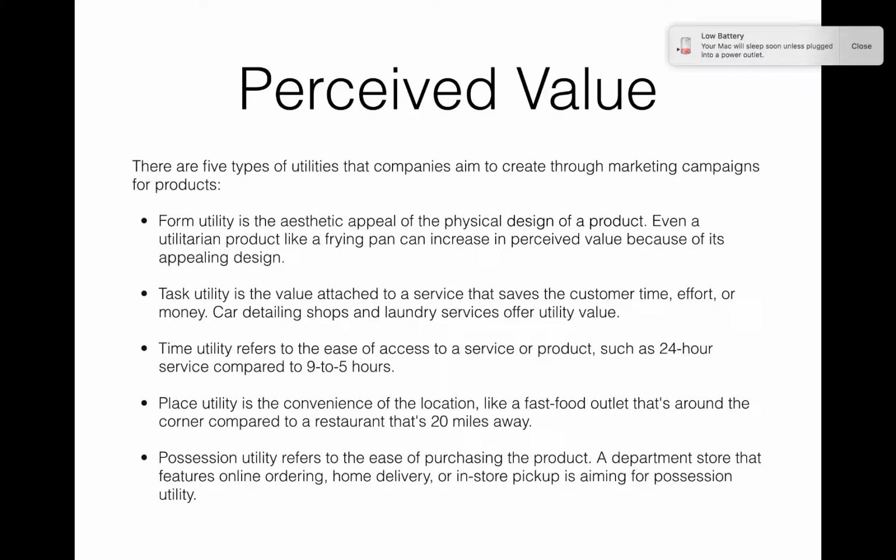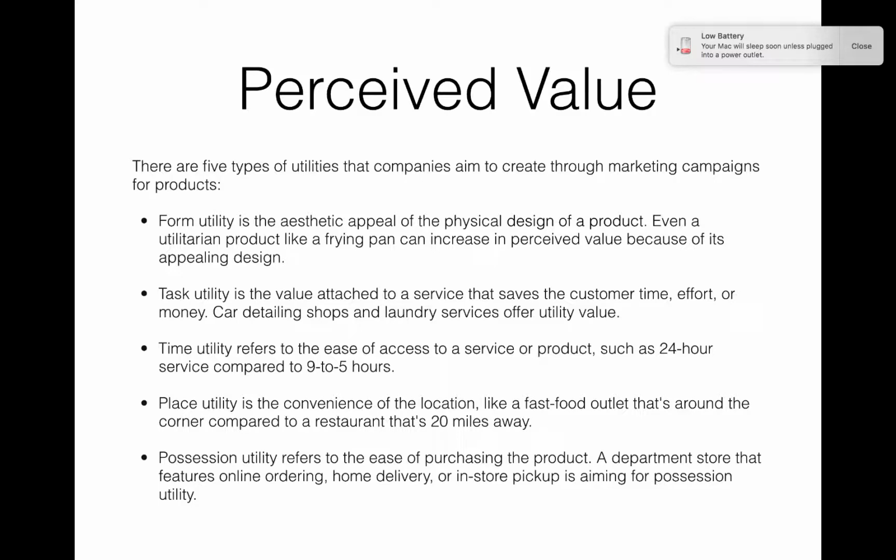Time utility refers to the ease of access to a service or a product, such as 24-hour service compared to 9 to 5 hours. So we're talking your 7-Elevens that are open 24 hours a day. We're talking banks that have phone service 24 hours, credit card companies. So AAA, things of that nature, where you can access them at any time of day. And so that's definitely very helpful.